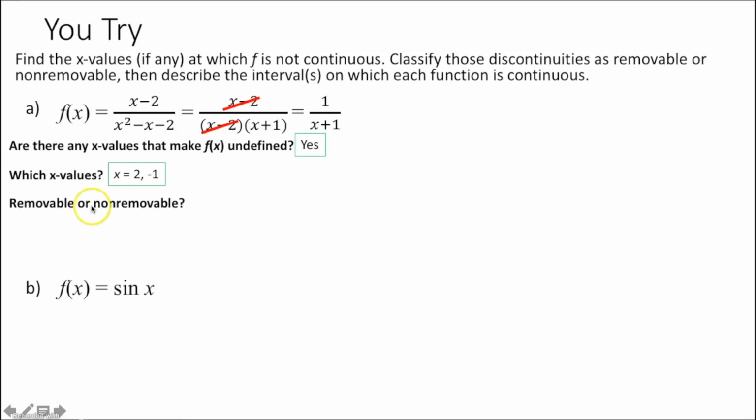So are they removable or non-removable? Well, at x is equal to 2, we have a hole. Therefore, that's going to be a removable discontinuity. But at x is equal to negative 1, there's going to be an asymptote, meaning that's a non-removable. So we actually have both in this case.